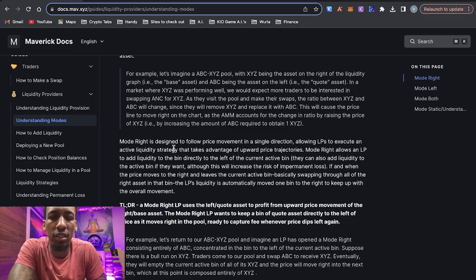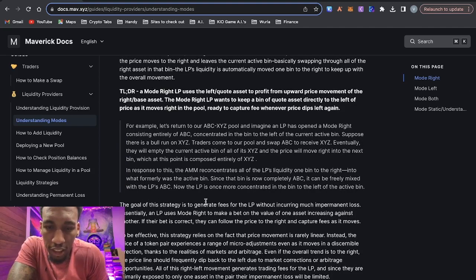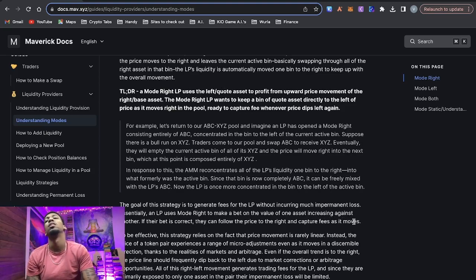So it says mode right is designed to follow price movement in a single direction, allowing liquidity providers to execute an active liquidity strategy that takes advantage of upward price trajectories. It says the goal of this strategy is to generate fees for the LP without incurring much impermanent loss. Essentially, an LP uses mode right to make a bet on the value of one asset increasing against another. If their bet is correct, they can follow the price to the right and capture fees as it moves.